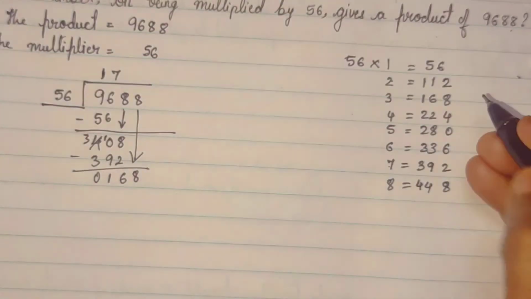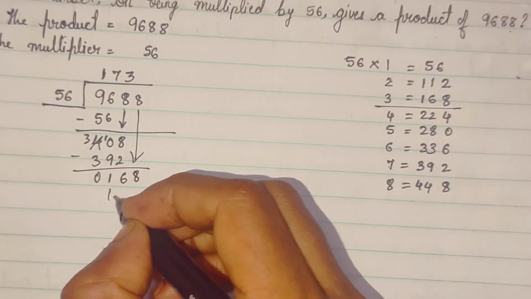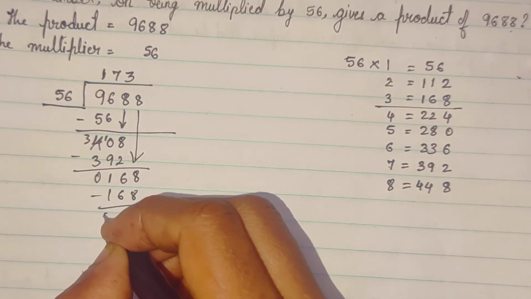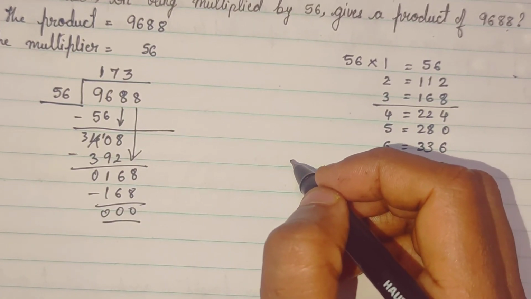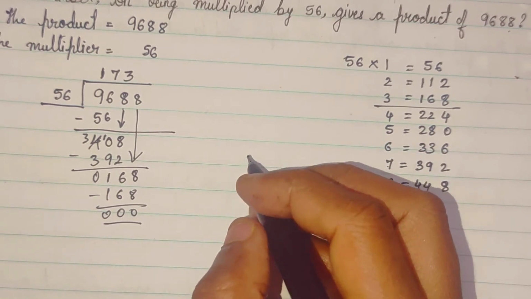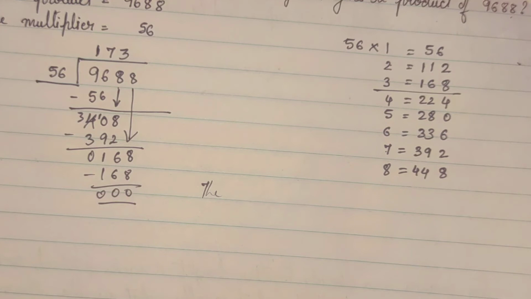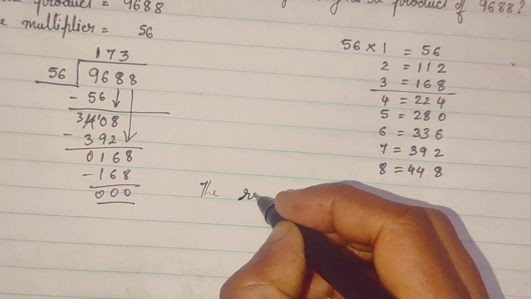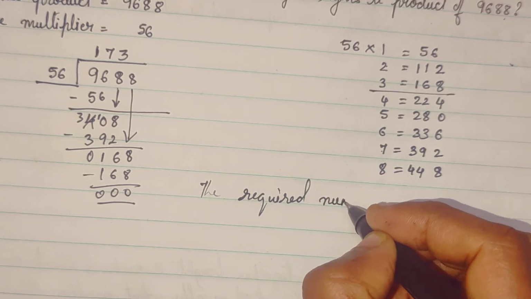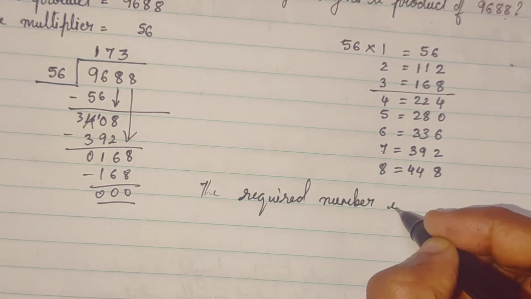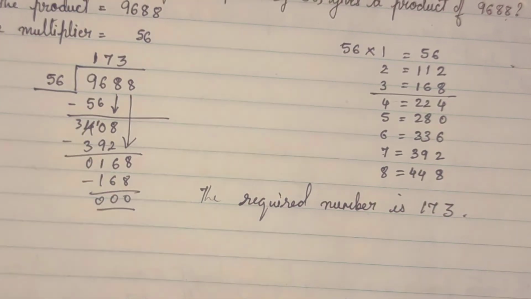Then 56 3s are 168, 0 0 0, so 173 is the multiplicand, so the required number is 173. Okay.